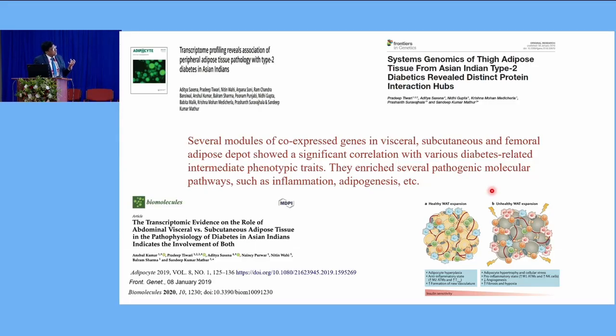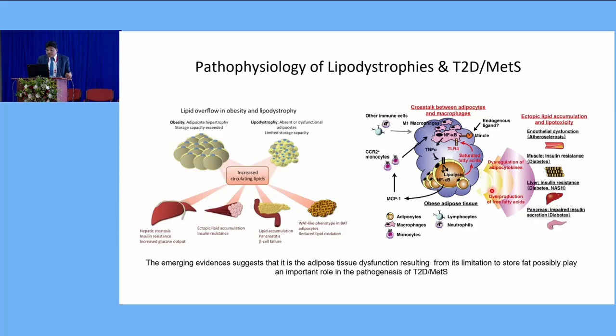All the molecular pathways which show correlation with disease-related intermediate phenotypic traits converge on the process of adipogenesis failure and consequent inflammation. So the stories are merging. The story of lipodystrophy and the story of the Indian phenotype are merging, at least at the level of molecular pathophysiology in adipose tissue. And the emerging evidence on type 2 pathophysiology, again, the same thing is coming up.